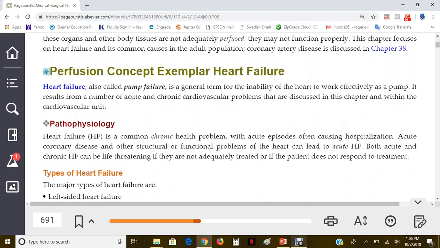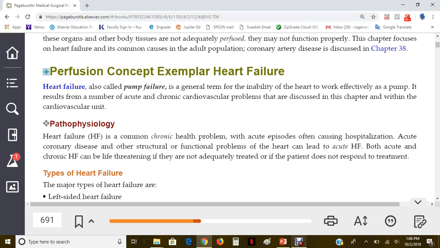Now, heart failure is never a primary condition, as defined here. It's also called pump failure. It is a general term for the inability of the heart to work effectively as a pump. Many conditions cause heart failure. Like I said, it's never a primary condition. Something happened that led to heart failure. It is therefore a condition, not a disease in itself.